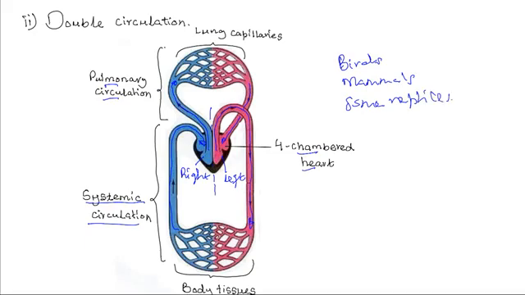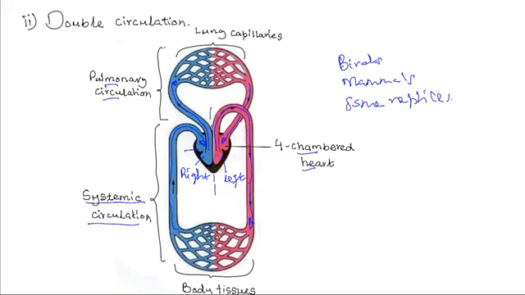Now, the other advantage is that the deoxygenated blood on the right side is separated from the oxygenated blood. So that means that there is full oxygenation of the blood. And this, as I mentioned earlier, improves the efficiency of oxygen supply to the tissues.